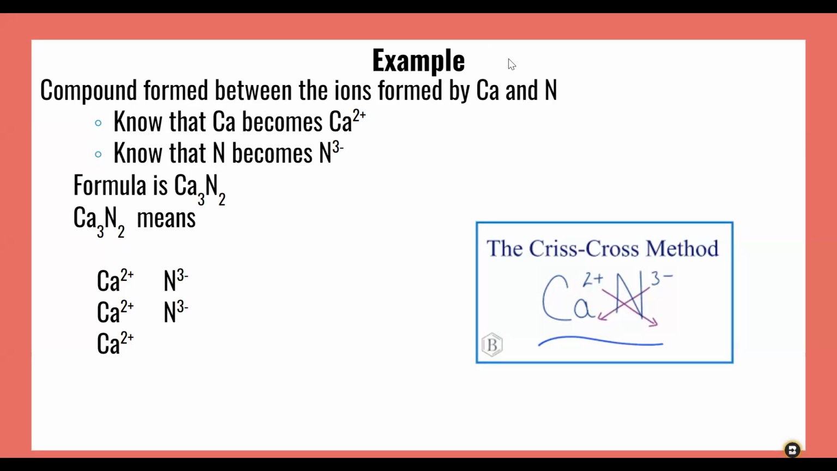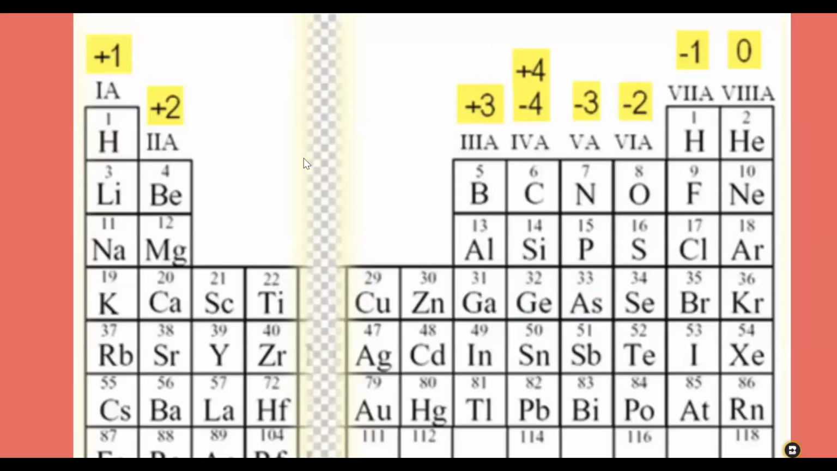So the first thing you do, you write the cation of this. What is the cation of calcium? You go here, calcium is plus 2.